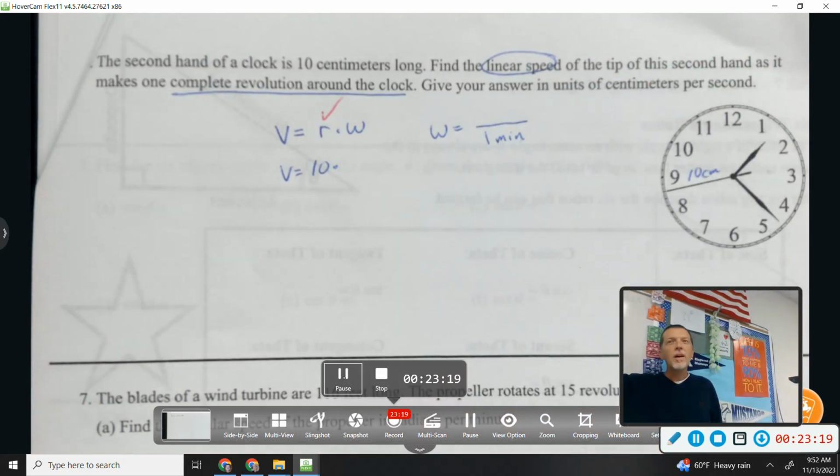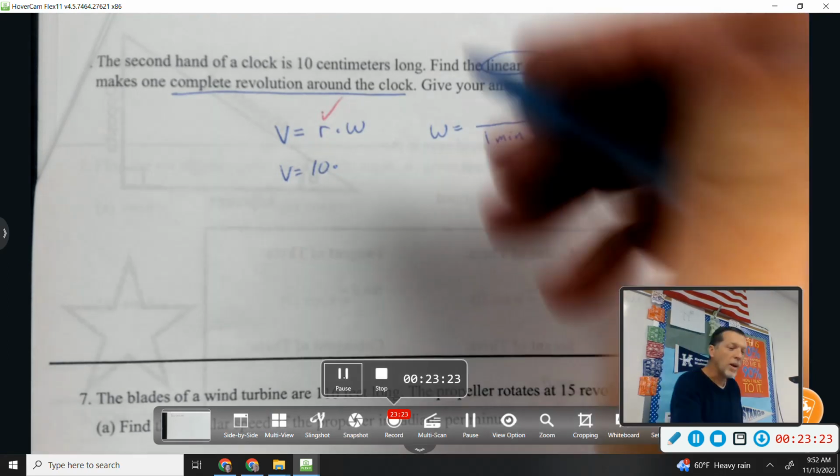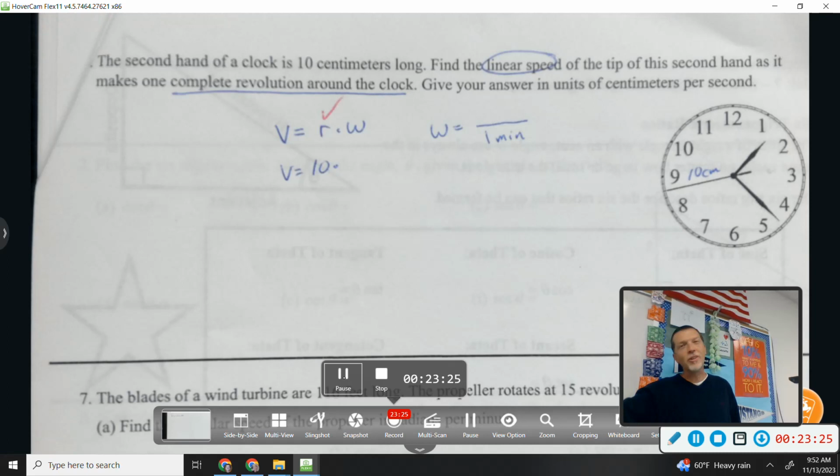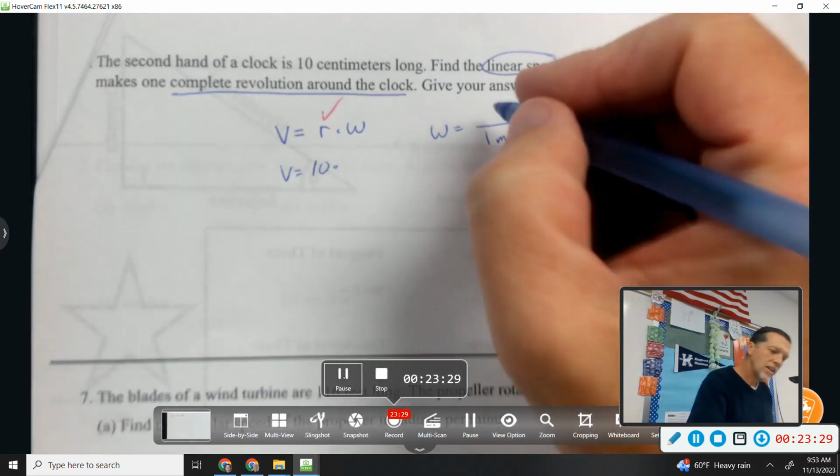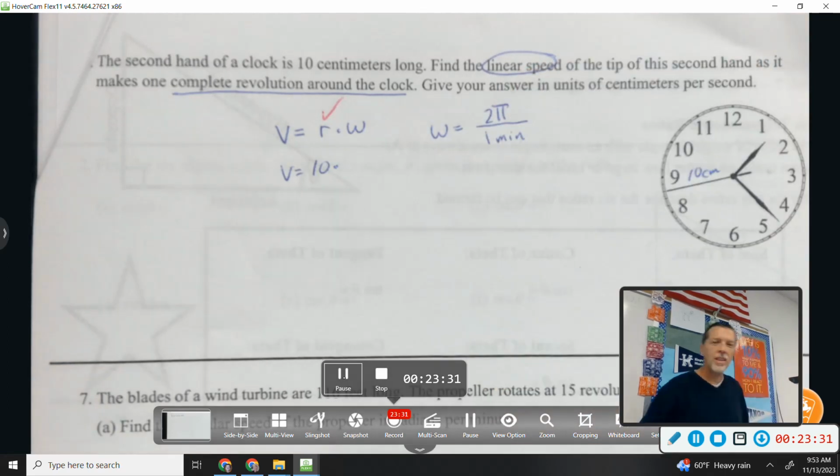Oh, how far is it in radians or in angle? How far is it all the way around? 2 pi. So I can say the angular speed is 2 pi per 1 minute because it's the second hand. It makes a full trip every minute.